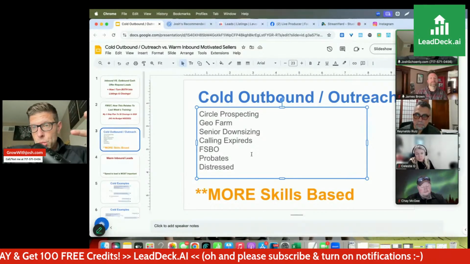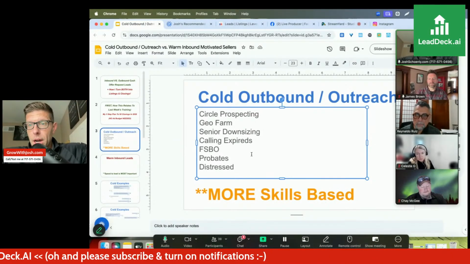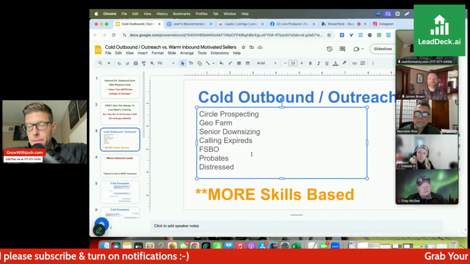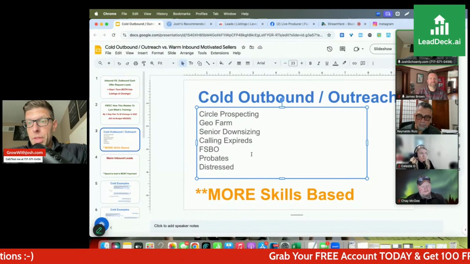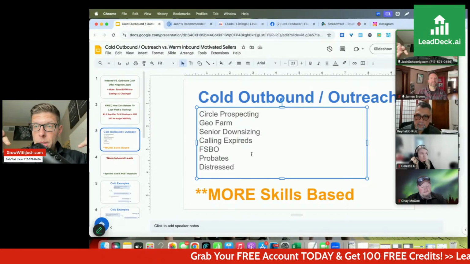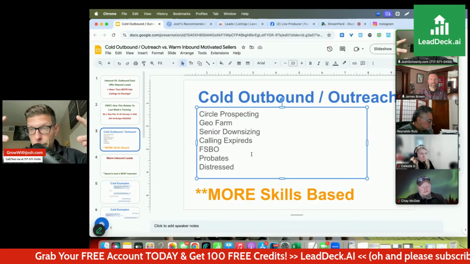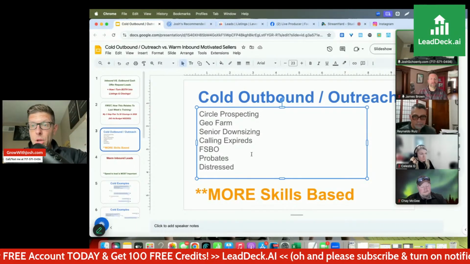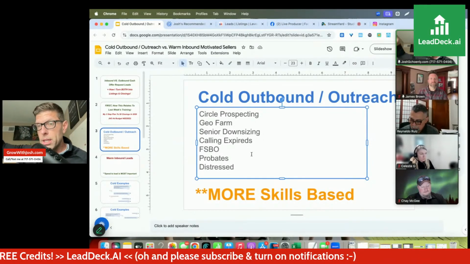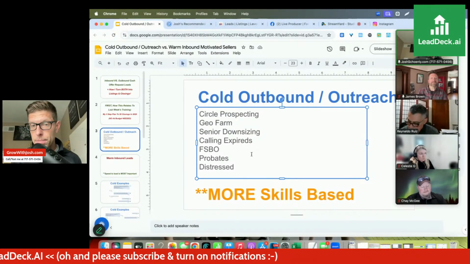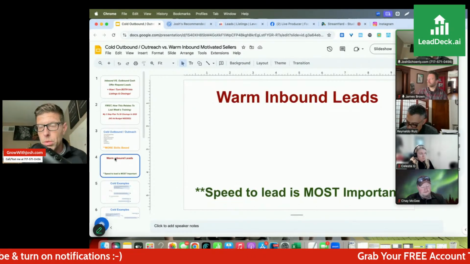What I shared last week plus this week has been a vast majority of those transactions. I think all but 2 of the closed, pending, and active. All but 2 of them were from either last week, the 3-step plan that I shared, or this week, the cold outreach and the warm inbound. Okay? So I'm just sharing that for context.